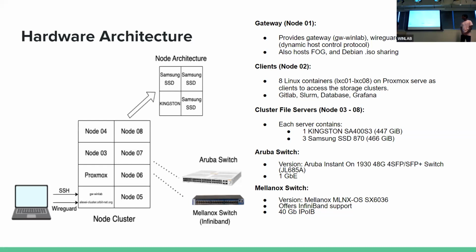We also make use of 2 switches. The first one is the Aruba switch, which provides interconnectivity between all of the nodes, and this supports 1 gigabit Ethernet cables. The second switch we'll be using is the Mellanox switch, which provides the InfiniBand support. We use this to get a higher throughput and a lower latency, and on this, we can achieve a 40 gigabit IP over IP connectivity.